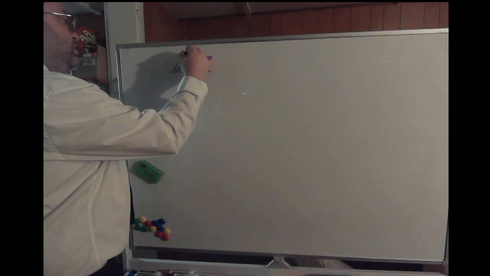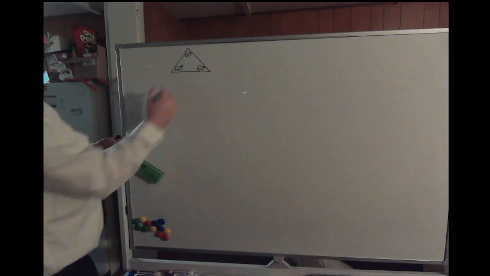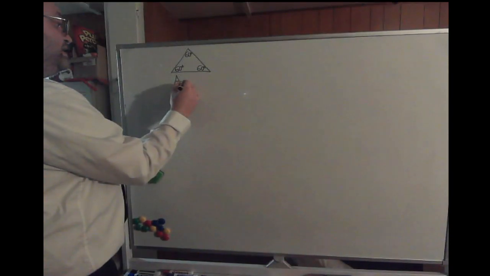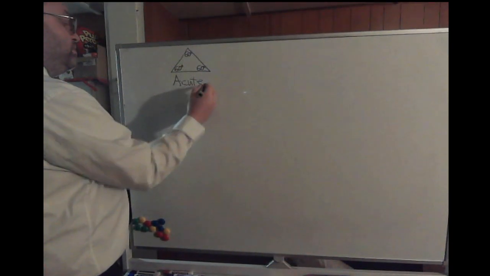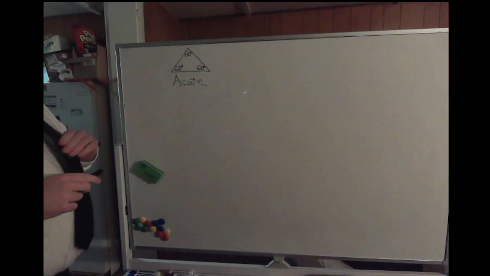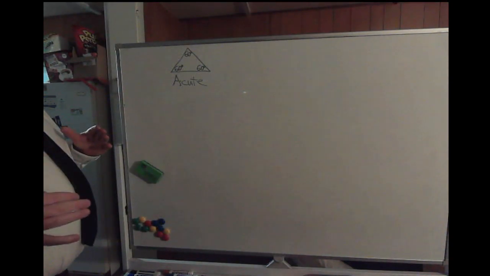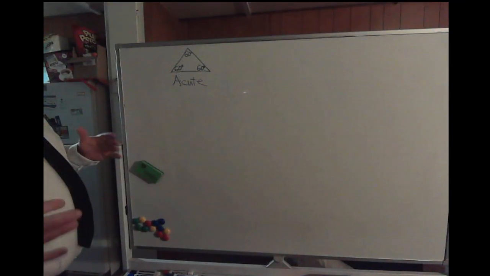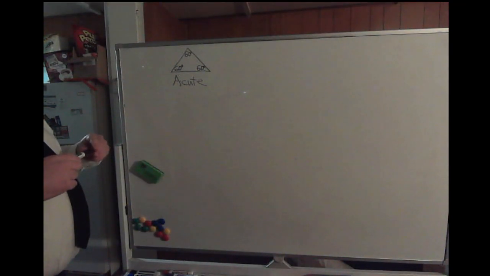So let's say we have three acute angles here, right? We have three acute angles. Well, that is an acute triangle. It turns out that in any polygon, the number of sides of the polygon you have is the same number of interior angles that you have inside that polygon.